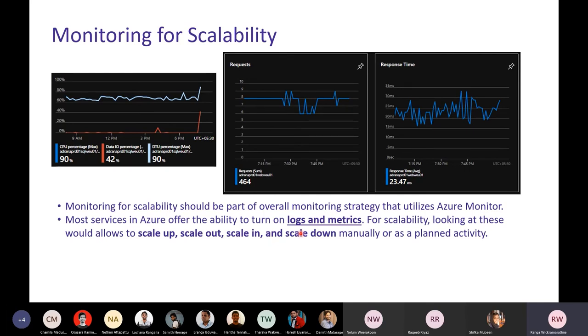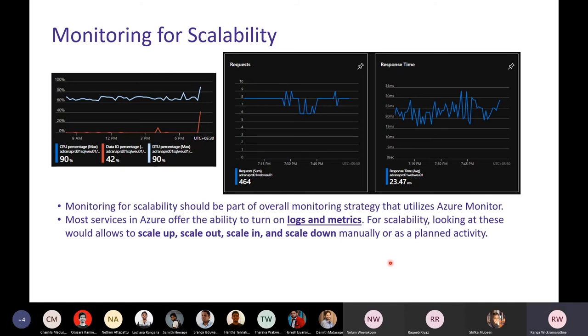Here I posted two things from our databases. The first one is showing the DTU percentage over time, and the IO percentage over time in the red bar. And actually these two show the requests. I guess it's a request per minute graph. So that's not much. And of course the response time. These logs and metrics you can easily find on Azure Monitor and Azure Application Insights.